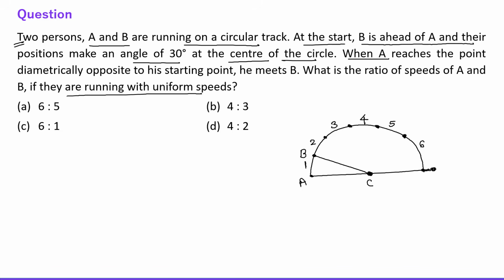Why I am doing this? Initially, what is the situation? Initially, A is here and B is here. And the question is saying B is ahead of A and their positions make an angle 30 degree at the center. Fine. Everyone, this is what?